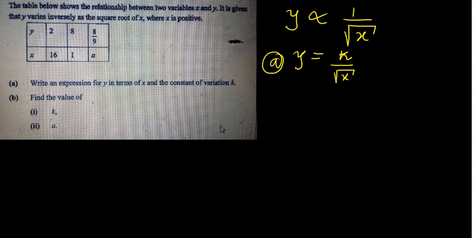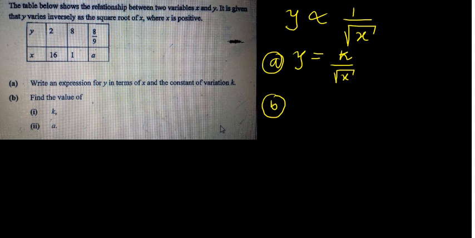And then for question B, we want to find the value for k. To be able to find the value for k, the first thing is to look in the table and see which column gives us both values of y and x. We can either use this one or this one. I'd advise you to go for the smaller numbers, so I'm going to go for this column. Where there is y, we're going to put 8, and where there is x, we're going to put a 1.